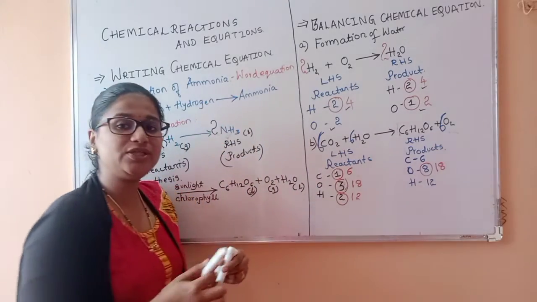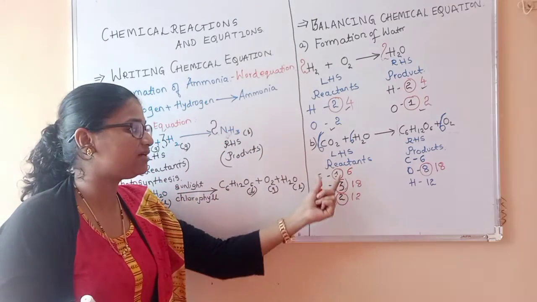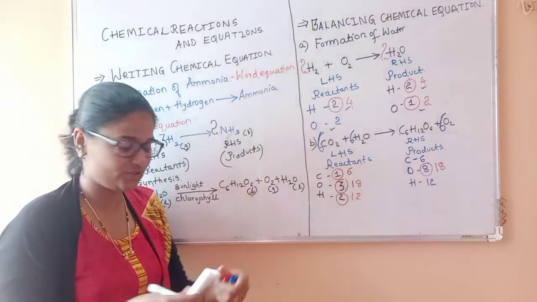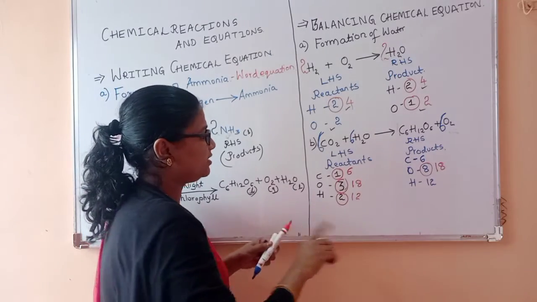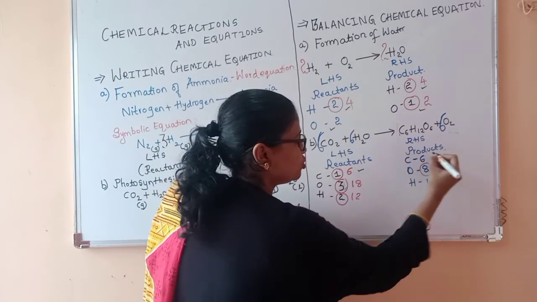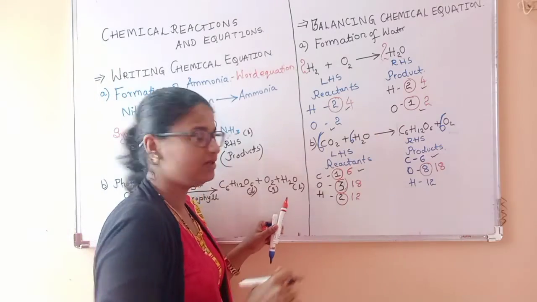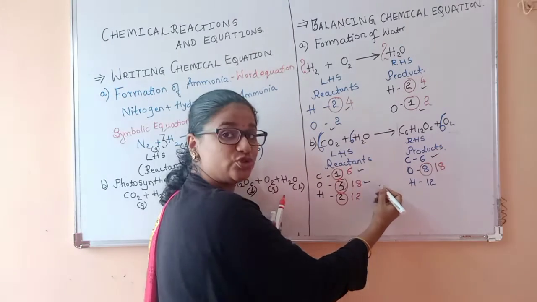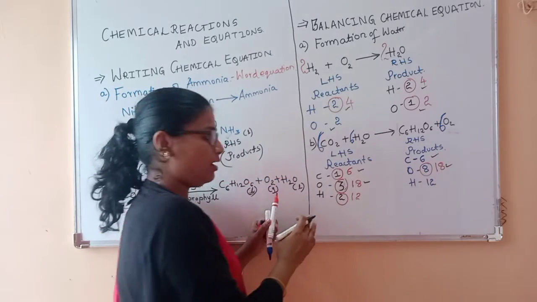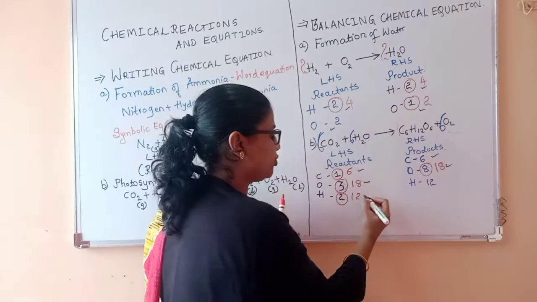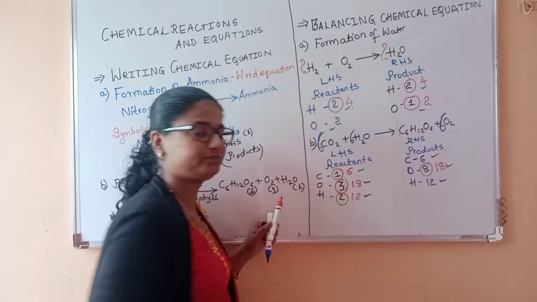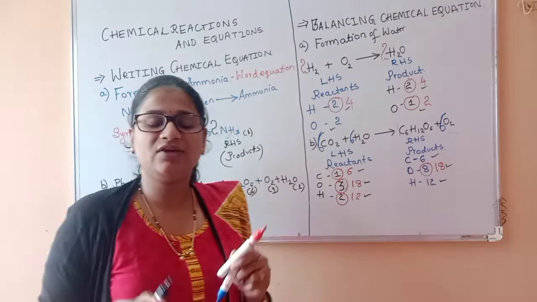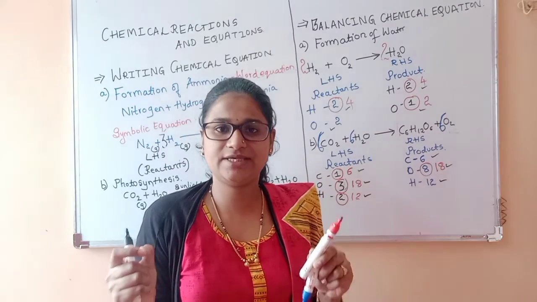Okay. So when you observe the number of atoms on LHS and RHS, carbon 6, carbon 6. Check. Right? Then oxygen 18, oxygen 18. Check. Hydrogen 12, hydrogen 12. Check. This is how we have to balance the chemical equation.